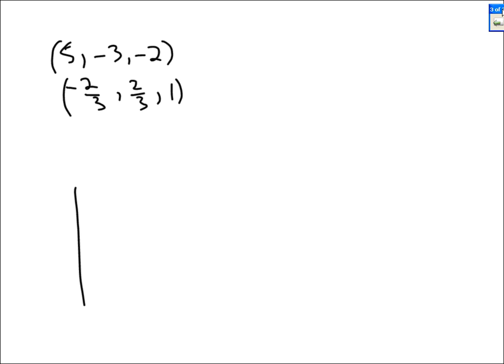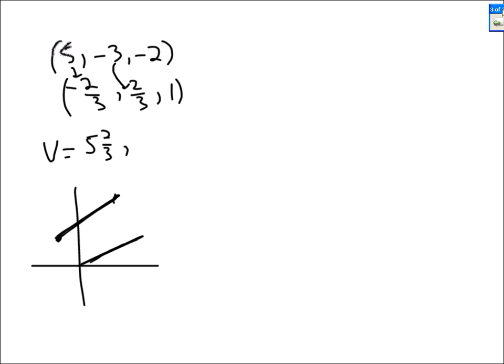Now, let's just think for a moment that these are the 2 points. What I want to do is find the component vector. You subtract these values, you end up with 5 plus 2/3, which is 5 2/3. Negative 3 minus 2/3, that's negative 3 2/3. And negative 2 minus 1, that's negative 3. That is the component vector, which is (17/3, negative 11/3, negative 3).